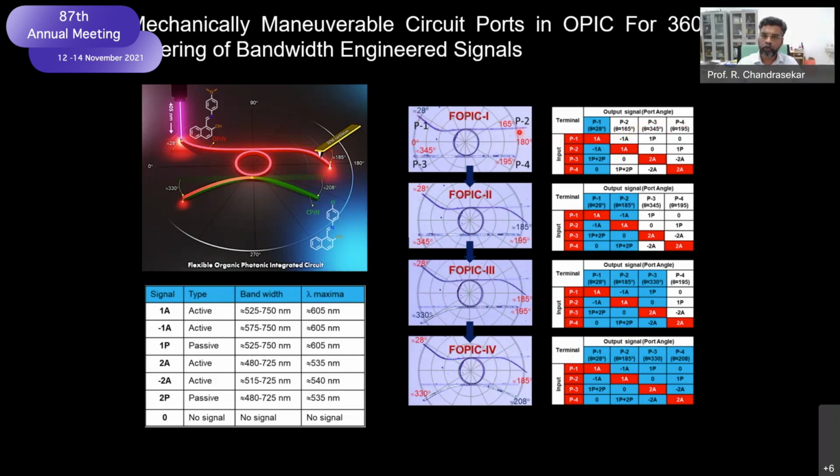But now what I want to do is change this port direction, and I change it mechanically to 185, thereby the same signal is emitted in a different direction. Similarly, 345 can be changed to 330, and 195 also can be changed to 208. Thereby, we have demonstrated that you can steer the optical signal, a complex signal. 6 signals can be steered around the substrate using mechanical reconfigurability.